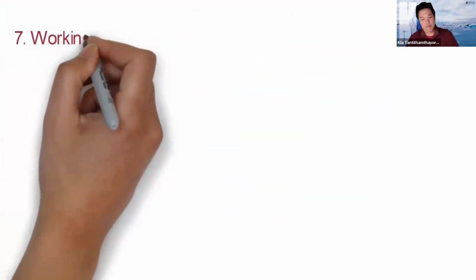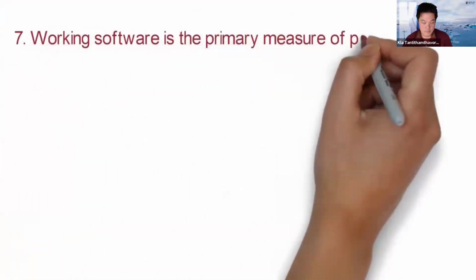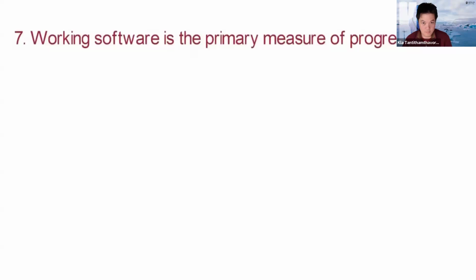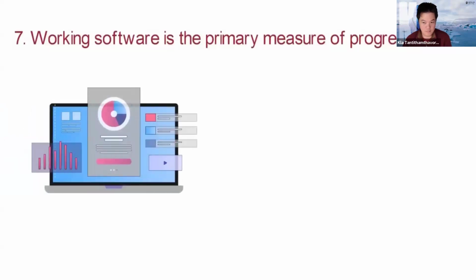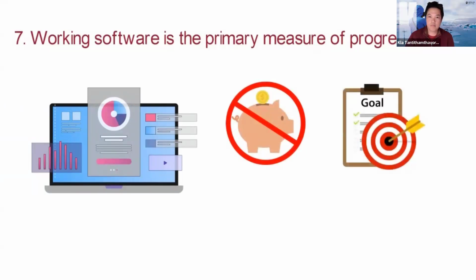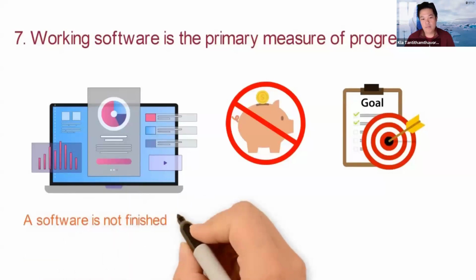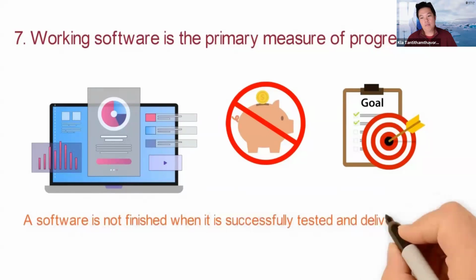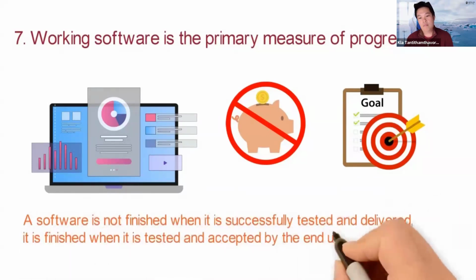Seventh principle. Working software is the primary measure of progress. As we know that working software is most valuable for the customer, the planning of construction of the product has no direct benefits for them until a working software is given in their hands. Therefore, measuring of project's progress should be based on the actual working software. A software is not finished when it is successfully tested and delivered. It is finished when it is tested and accepted by the end user.